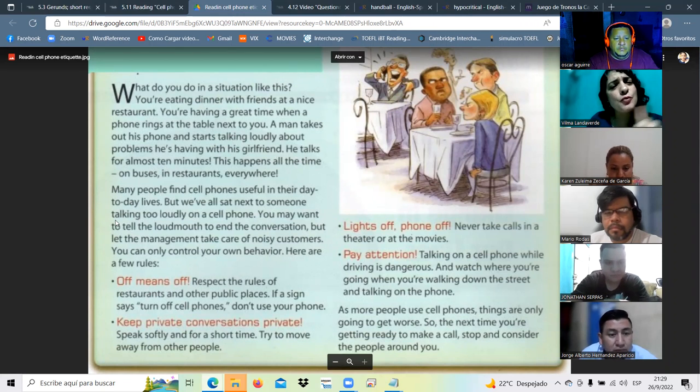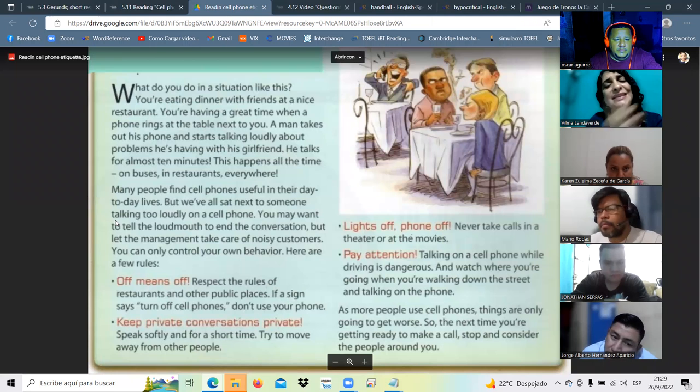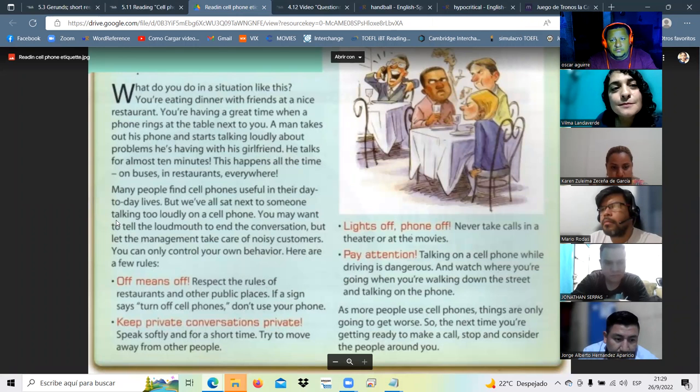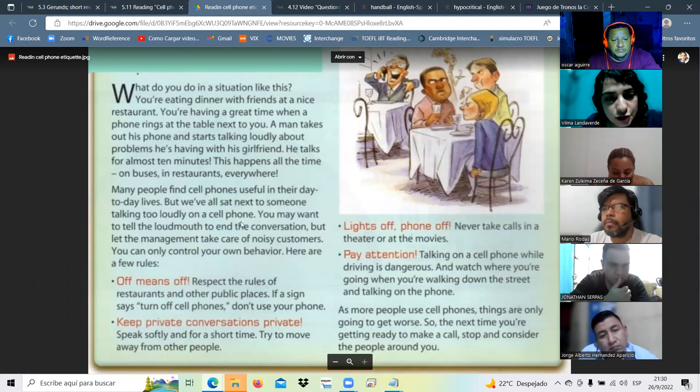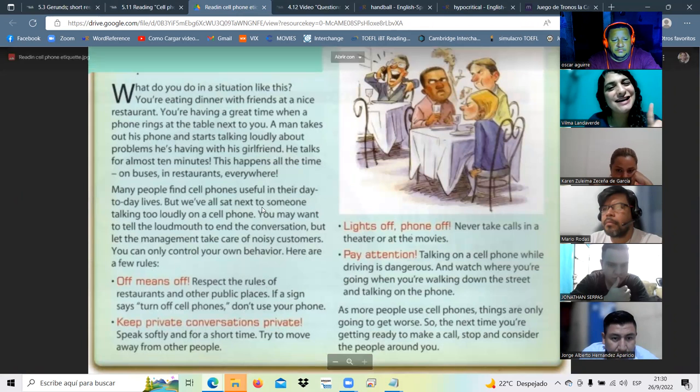But we've all sat. Todos nos hemos sentado, sat. ¿Cuál es el verbo presente? Sit, ¿verdad? Por ejemplo, me voy a sentar, I'm going to sit, pero sat es el verbo en pasado o el participio del verbo. Todos nos hemos sentado, so we all have sat.